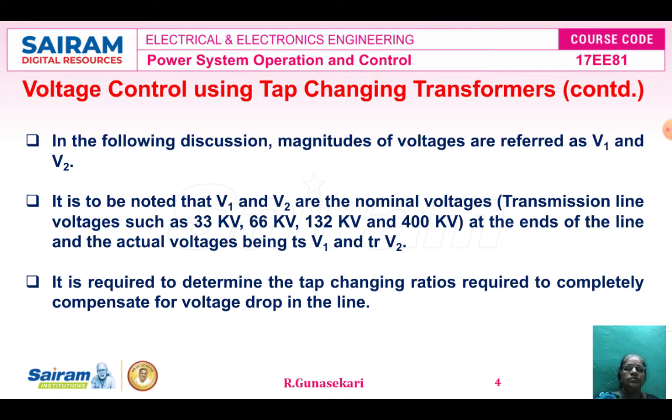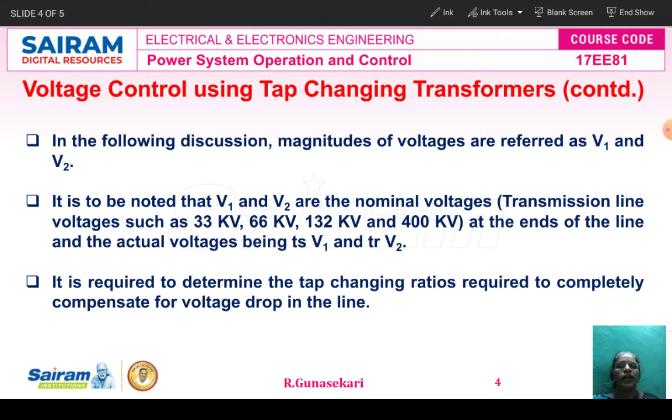You see, in the following discussion, the magnitudes of the voltages V1 and V2 are nothing but the nominal voltages of the receiving end as well as the sending end. So the transmission line voltage is normally 33 kV, 66 kV, 132 kV, 400 kV. At the end of the transmission line, the actual voltage is TS into V1 and TR into V2. The actual voltage of the sending end is TS into V1, the receiving end TR into V2. We have already seen this in the figure.